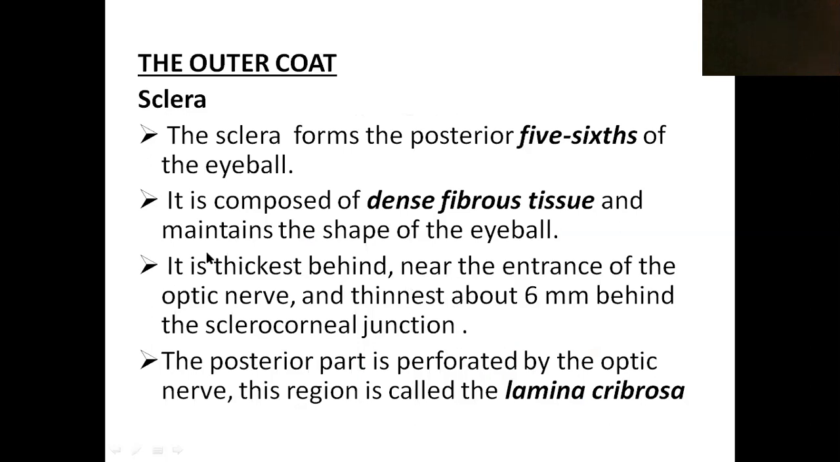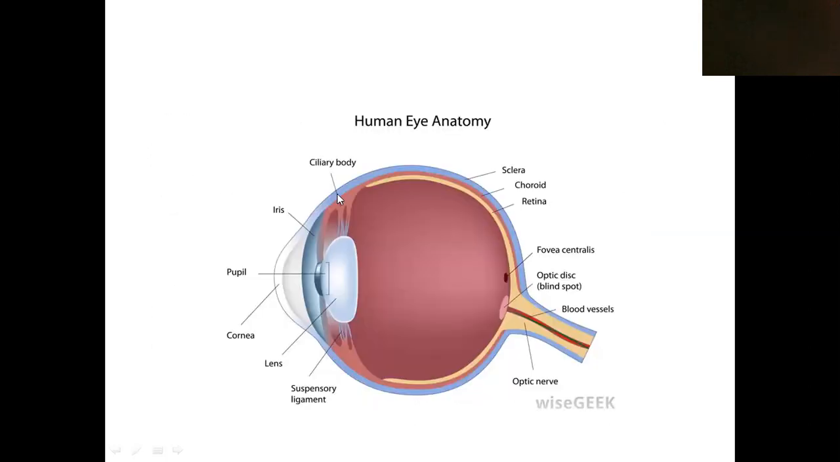So our thinnest part is seen 6 millimeter behind the limbus. This is the limbus or sclerocorneal junction, and 6 millimeter behind means approximately here. This area is the thinnest part. It is not clear in this diagram, but approximately here comes the thinnest part of the sclera.